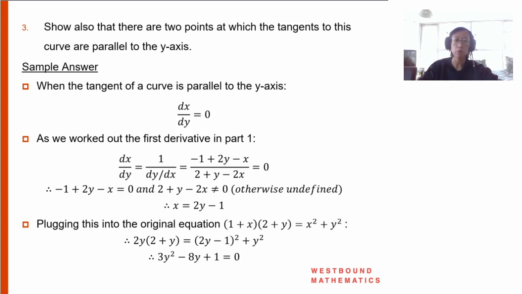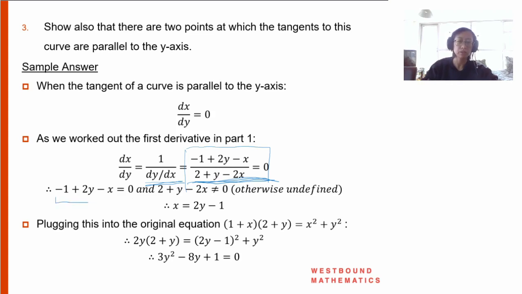We have worked out in part 1 what dy/dx is. So here we just need to take the inverse of our results in part 1 and then we'll get to this formula for dx/dy equal to 0. So we have translated this question into solving for the two roots of this equation. So in order for this equality to hold, we know that the numerator will need to equal 0, and the denominator cannot be 0, otherwise my function is undefined.